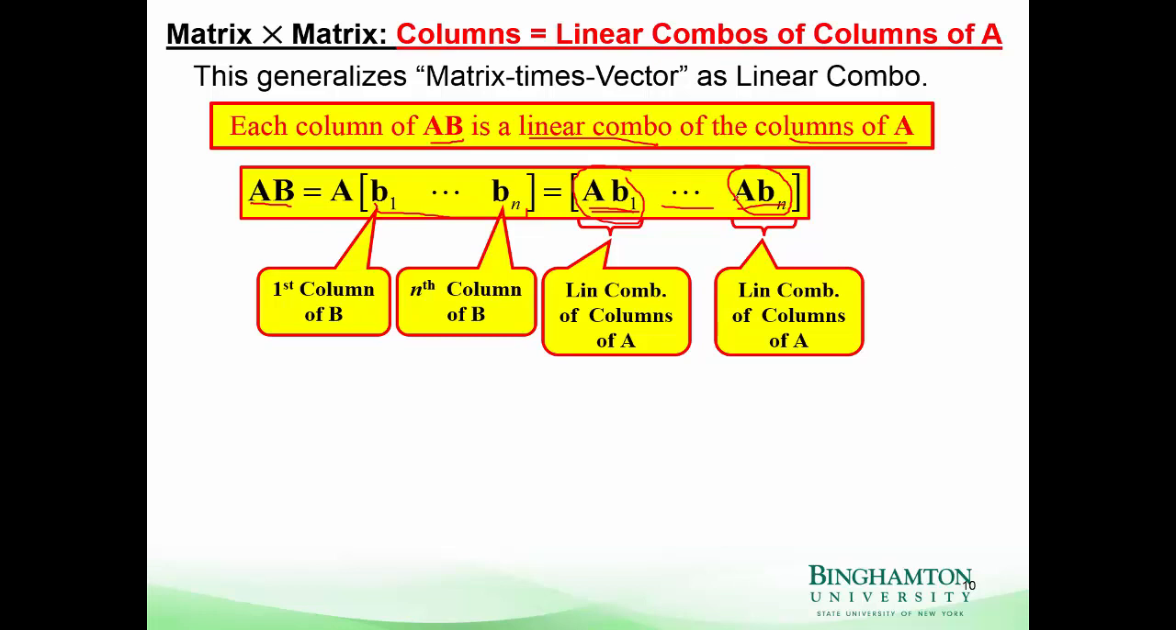But each resulting column could be a slightly different linear combination because the coefficients of that combination will be different. It will be based upon the specific column of B. So as we started to show in earlier sets of notes, this idea of thinking about linear combinations is really at the heart of linear algebra. That is the machinery that drives all the thinking.